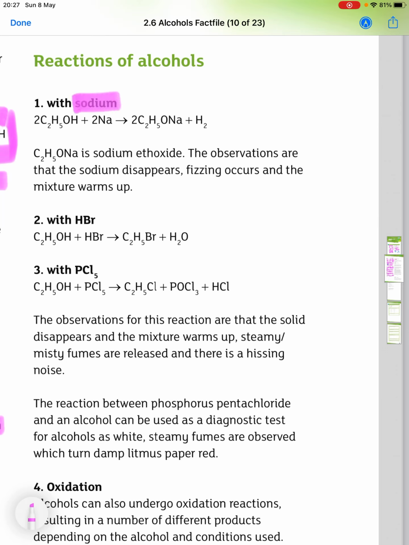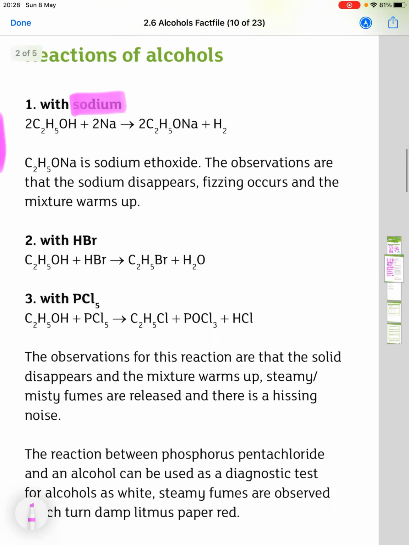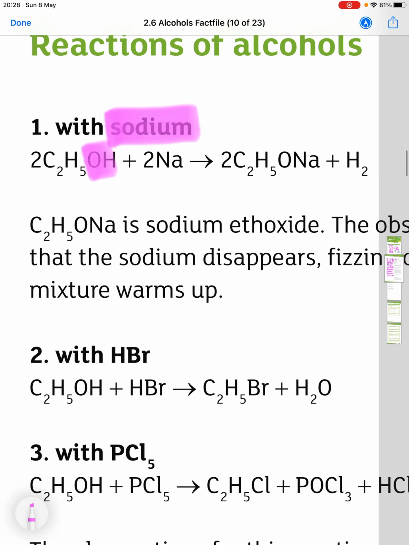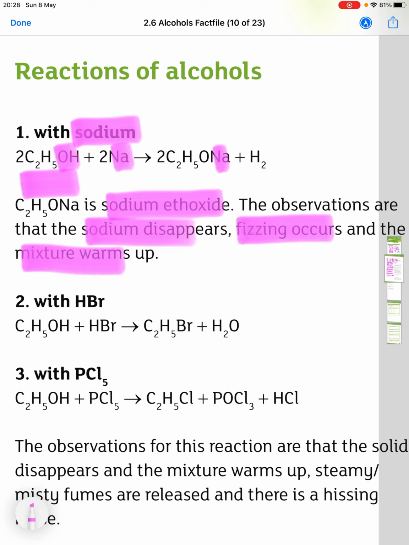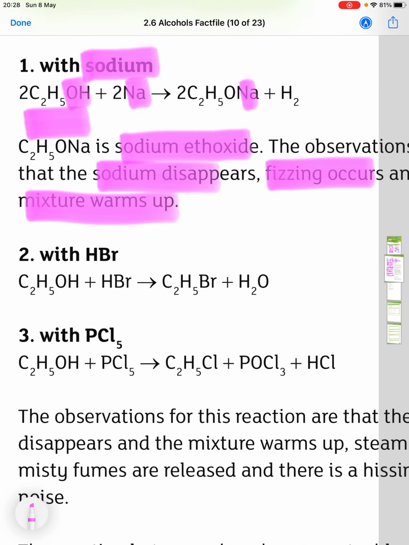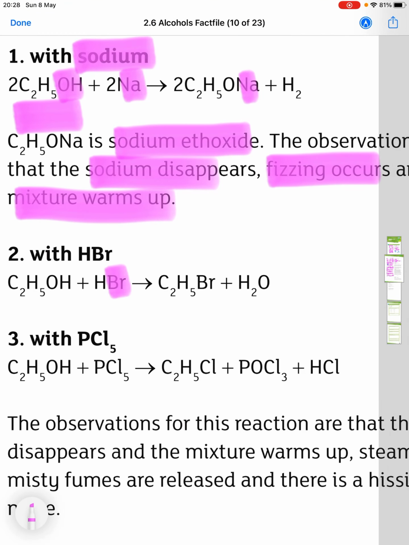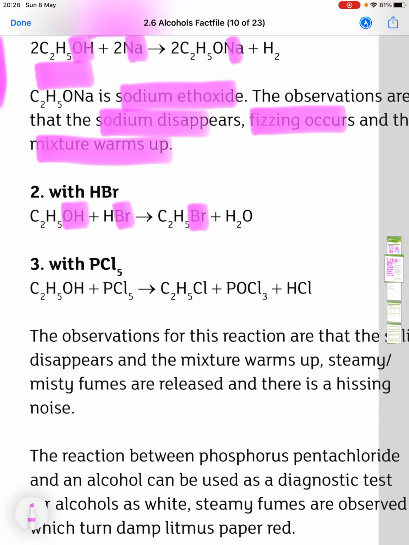The first is with sodium, and you see here that it's really just substituting the H of the OH group for a sodium. So what we call that then, we've got ethanol, and that's making sodium ethoxide. And the observations are that the sodium disappears, fizzing occurs, and the mixture warms up. This is exothermic. So then with hydrogen bromide, the whole OH group is replaced and you get the bromoalkane.